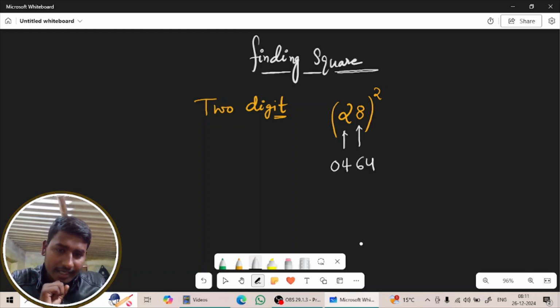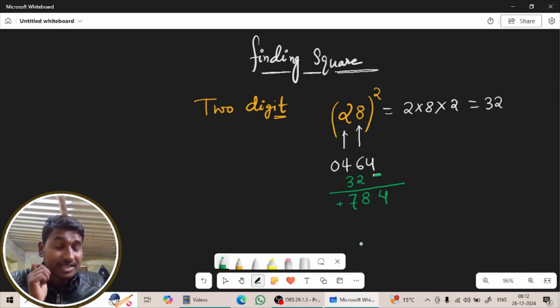Okay, and one more step you need: multiply the digits, like 2 times 8 times this square's 2. So whatever you got, 2 times 8 is 16, 16 times 2 is 32. You need to add this 32, leaving the last number. Now you add: 4 and nothing is 4, 6 and 2 is 8, and 3 and 4 is 7. So this is your final answer. 28 square is 784.